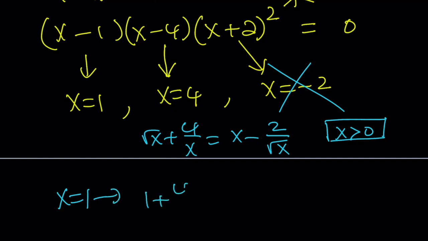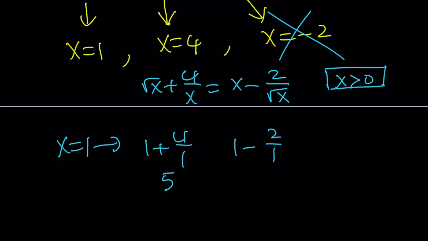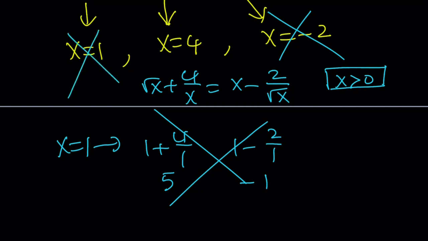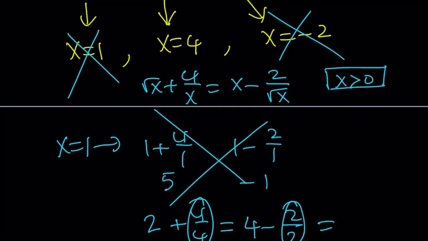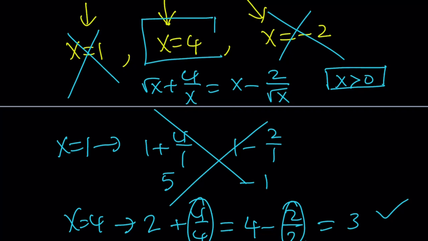1 plus 4 over 1 and 1 minus 2 over 1. This gives us 1 plus 4, which is 5. This gives us 1 minus 2, which is negative 1. Obviously, they're not equal. Too bad. It just didn't work. So x equals 1 doesn't work either. So we end up with x equals 4. Hopefully that's a solution. Let's go ahead and test it out. Square root of 4 plus 4 over 4 equals 4 minus 2 over square root of 4. This is 2 plus 1, which is 3. This is 4 minus 1, which is 3. They are both equal to 3. We're all good. Awesome. So x equals 4 works, and yay, that is the only solution to this equation.